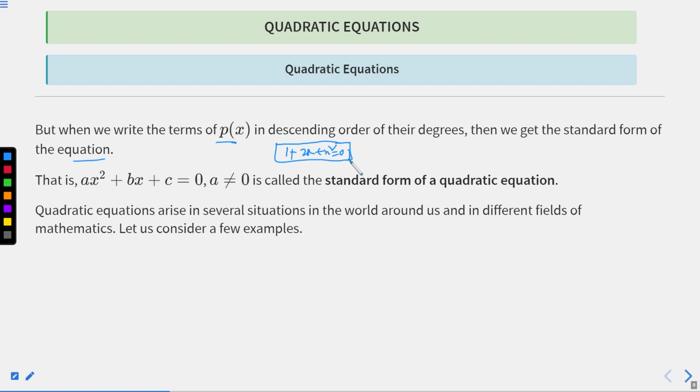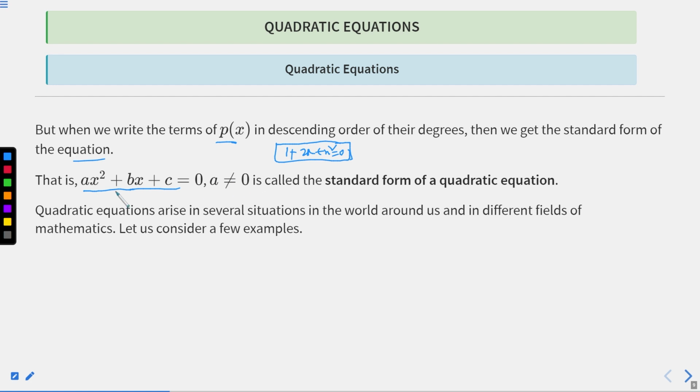Then we get the standard form of the equation, that is ax square plus bx plus c is equal to 0, where a does not equal 0. Ax square plus bx plus c equal to 0, where a does not equal 0, is called the standard form of a quadratic equation. This must be kept in your mind.